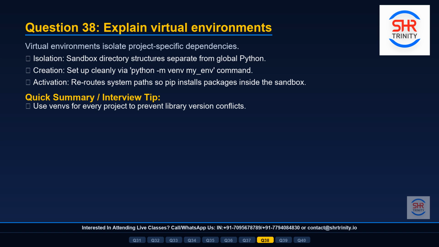To create one, you run python -m venv followed by a folder name. This creates a directory with its own Python executable and pip installer. To activate it on Windows, you run the activate script inside the Scripts folder. Once activated, any pip install goes only into this project's environment. Your global Python installation is never touched. Always create a new virtual environment for every project you work on.